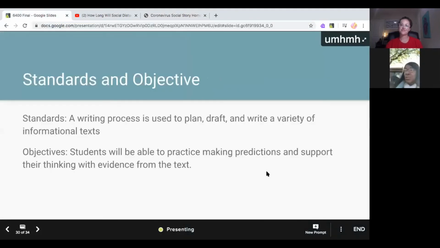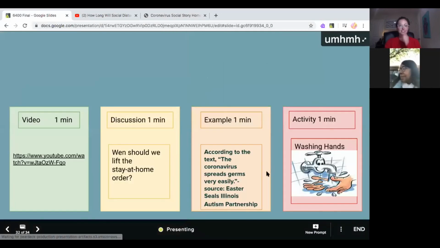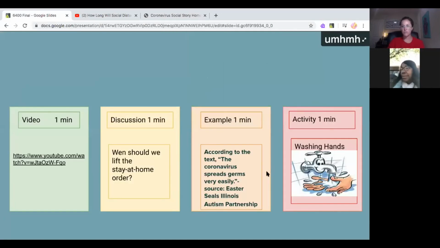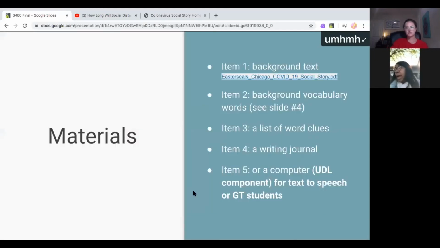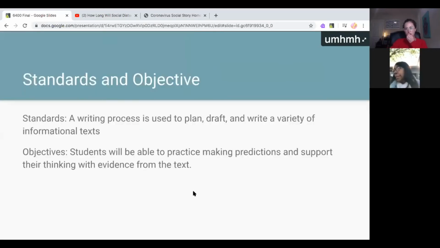So we listened to our background text. And so we're going to look at learning to make predictions using clues in our writing. And we're going to look at our state standard. It's Colorado State Standard. It's a writing process to plan, draft, and write a variety of informative texts.